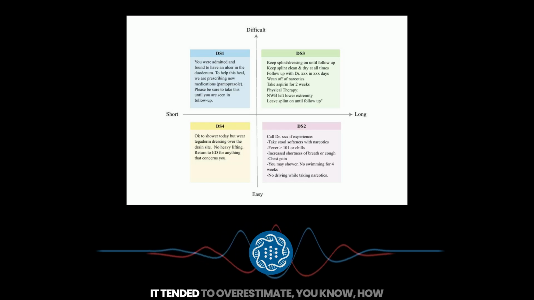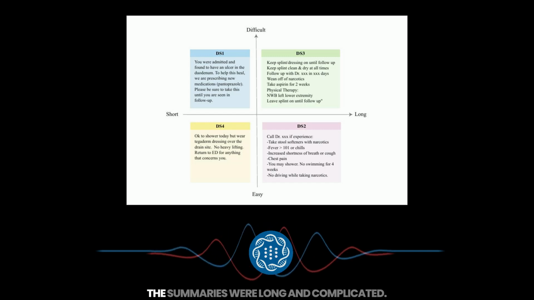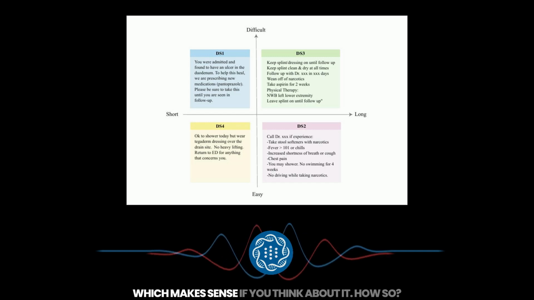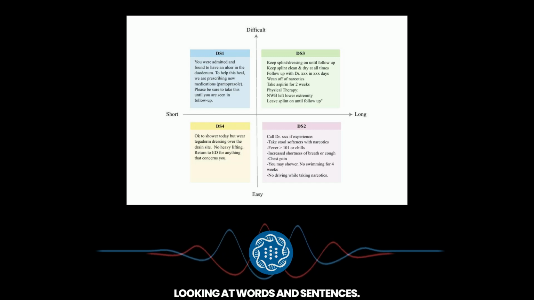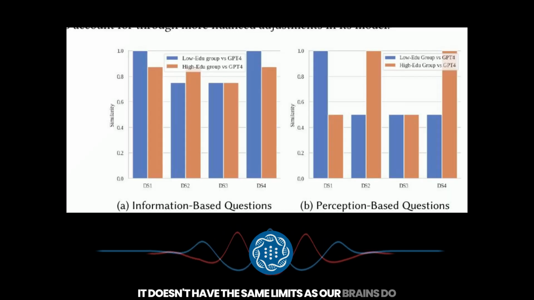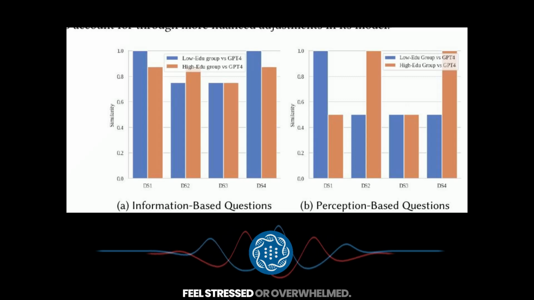Exactly. It tended to overestimate how well the patient actually understood, especially when the summaries were long and complicated, which makes sense if you think about it. How so? Well, the LLM is basically just looking at words and sentences. It doesn't have the same limits as our brains do when we try to process a wall of text, especially when you might already be feeling stressed or overwhelmed.